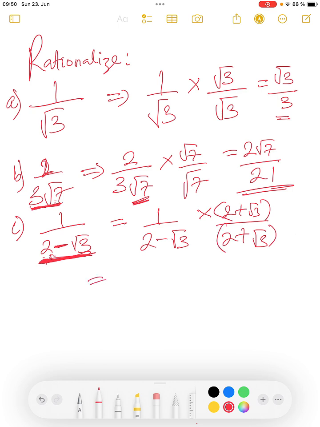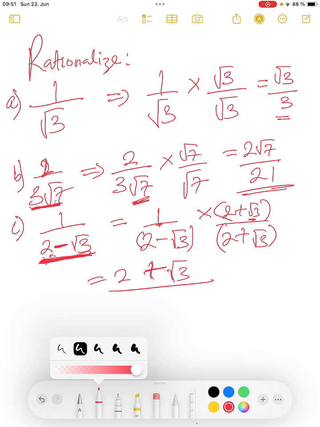So now you have 1 times 2, you have 2 plus 1 times root 3. 1 times root 3 is root 3, all over 2 minus root 2 times 2 plus root 3. Remember your difference of two squares.